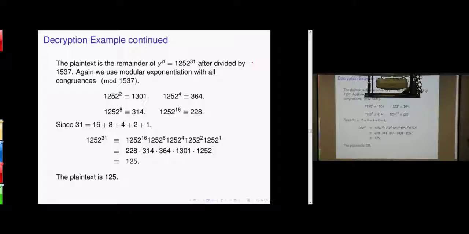Now, once you have 31, you can decode the message. I receive this number, 1252, so I raise it to the power 31 and divide by the capital N. Again, we use modular exponentiation with all the congruences modulo this capital N. You do this repeated squaring, and the plain text is 125. So that's how it works.